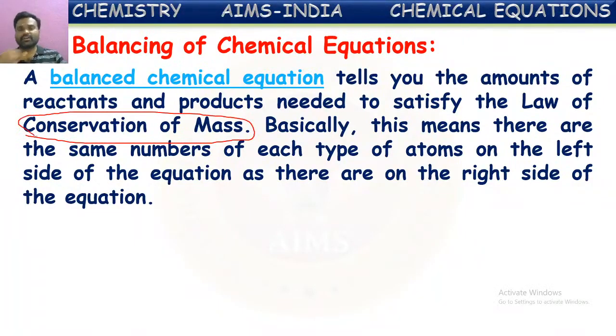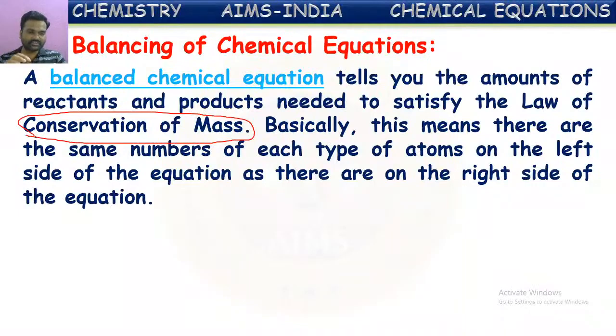You might have learned it in the lower classes. This law of conservation of mass states that the total mass of the reactants should be equal to the total mass of the products formed. In any chemical reaction, the total mass of the reactants will be equal to the total mass of the products formed in that reaction. So, to satisfy this law, the total number of atoms of all the elements on the reactant side and the product side should be the same. Only then is that equation called a balanced equation.